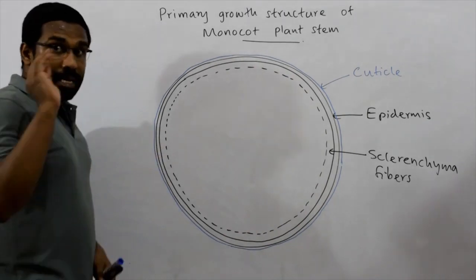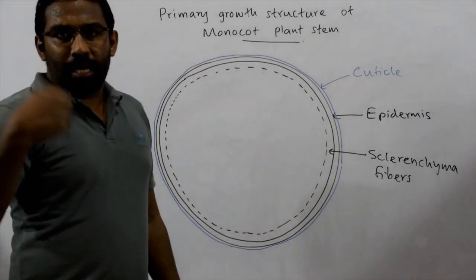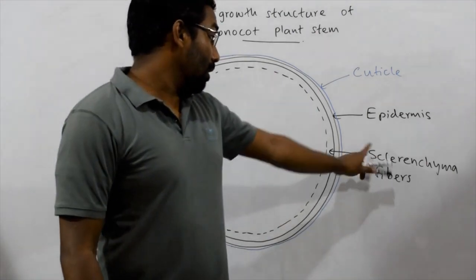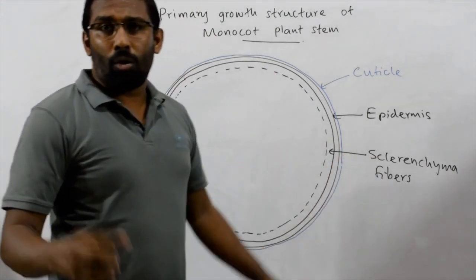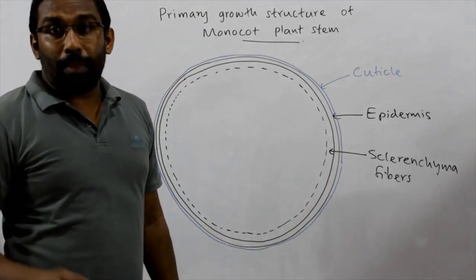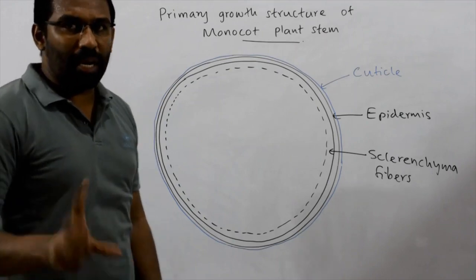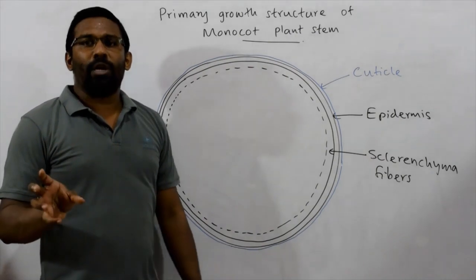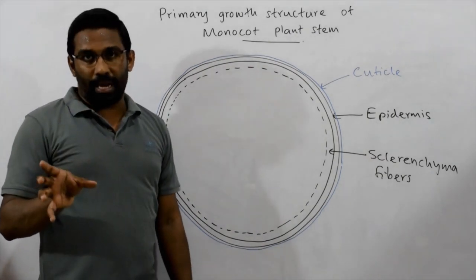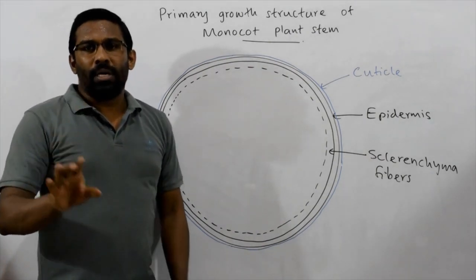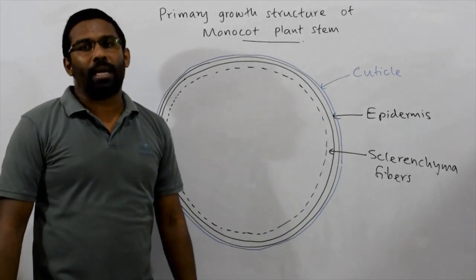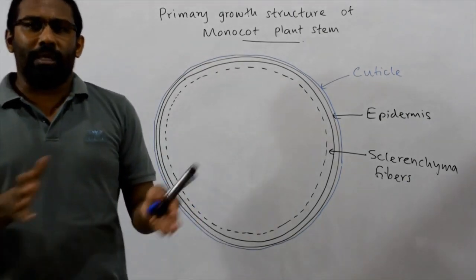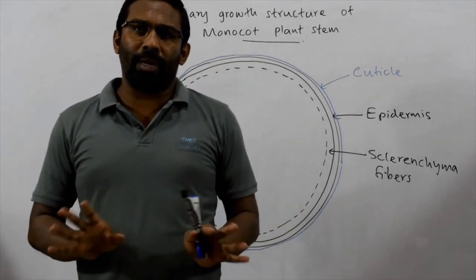Okay, in the dicot stem we said that inner to this tissue layer called hypodermis, it has a typical cortex. But here remember, the ground tissue of the monocot stem is not differentiated as cortex and pith. Again, the ground tissue of the monocot stem is not differentiated as cortex and pith. That means, can we identify a separate cortex and pith? Can't. No separate cortex and pith.